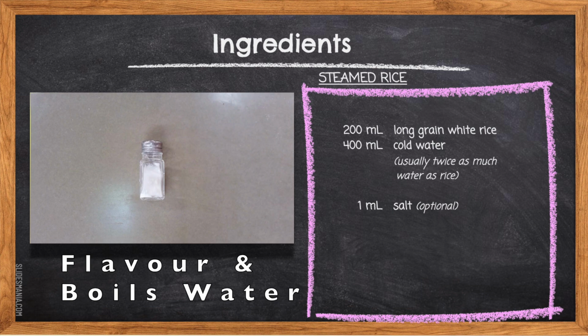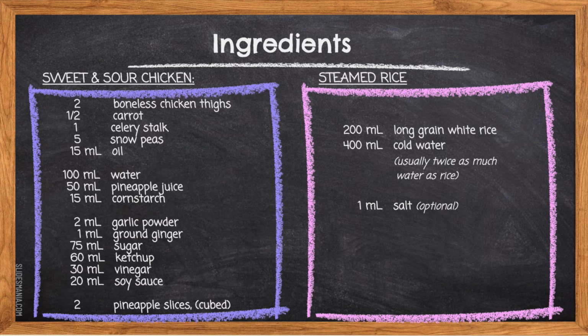This is optional. Salt can add flavor to the rice, but it also helps bring the water up to a boiling temperature faster. This is perfect when cooking rice on a stovetop rather than a rice cooker, because it allows the rice to absorb as much water as possible during the cooking time. These are all the ingredients needed for the sweet and sour chicken and steamed rice.